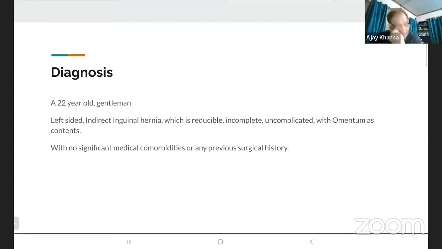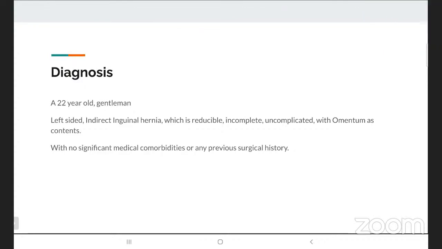What is lighthouse in the laparoscopic repair? Sorry, sir, I haven't read about it. Something you look at when you are doing laparoscopy, you look at that particular point. That is the most important point.